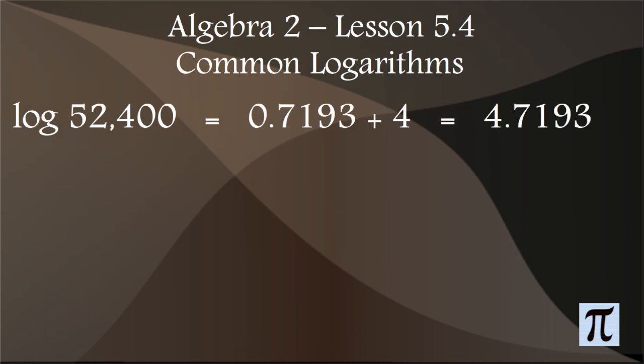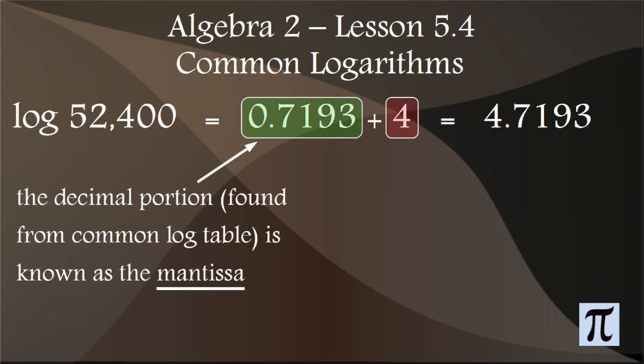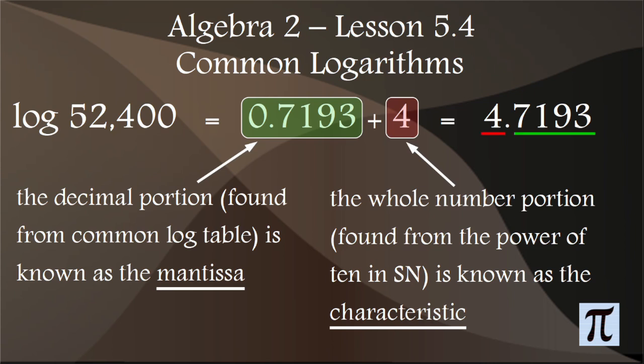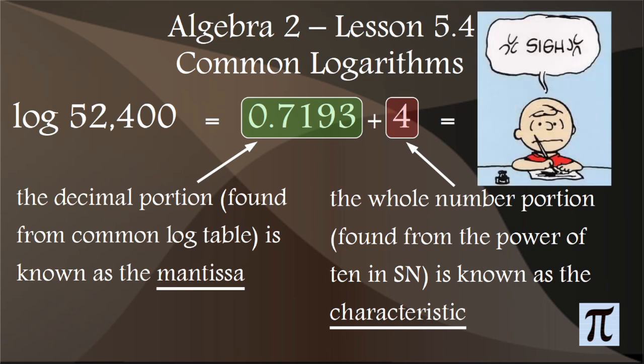As you can see, there are two components to this answer: a decimal and a whole number. The decimal portion, found from our common log table, is known as the mantissa. Yes, I guess we're just making up words now. The whole number portion, which we found from the power of 10 in scientific notation, is known as the characteristic. And the answer contains both the characteristic and the mantissa. But this isn't always the case, of course.